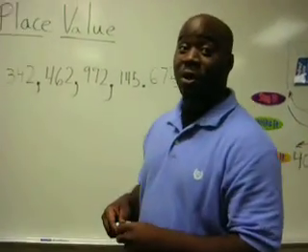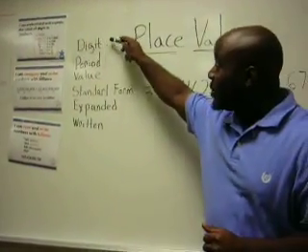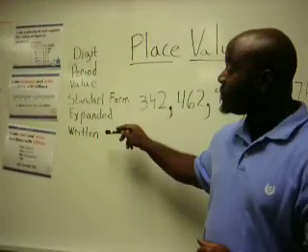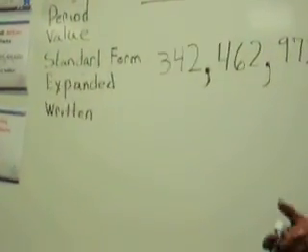Now, on the website, you'll also find these terms already defined for you and your child's understanding. We have digit, period, value, standard form, expanded form, and written form. Okay? So let's get into our little example here.